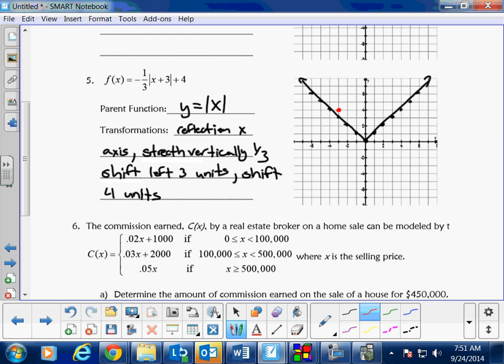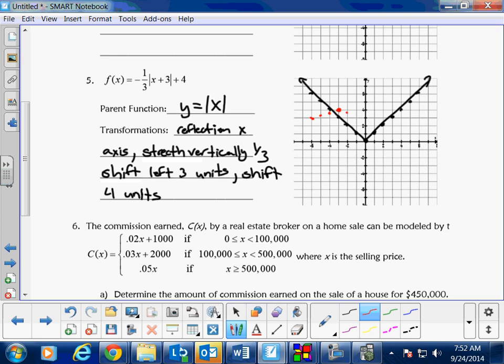And then my V is going to be upside down because it got reflected over the x-axis, which means in this case, it's also going to be compressed by a third. What that means is that it's going to look very compressed. So instead of my point normally being there, I'll have that, and then that. And something similar over here.